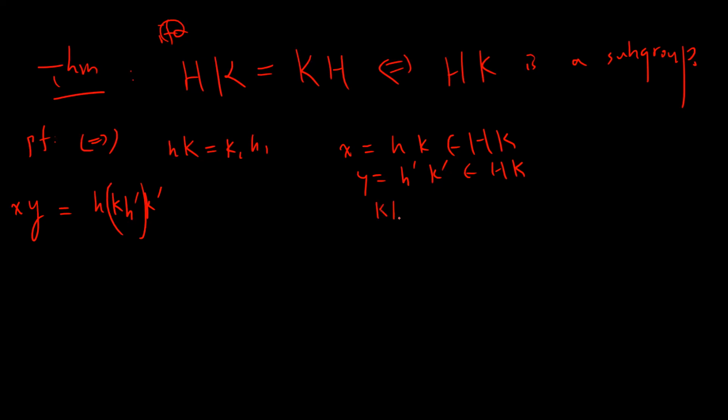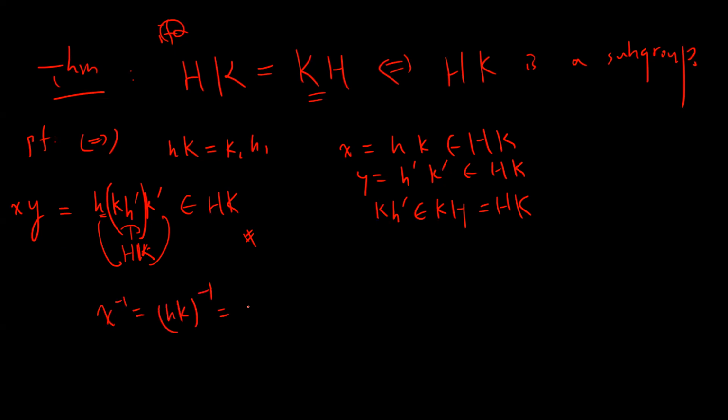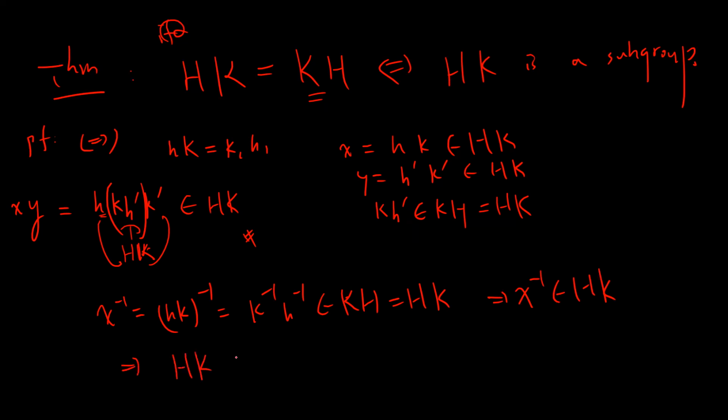You see that kh' is in KH, but KH equals HK, so kh' is in HK, which is some h''k''. Then h times h'' is in H and k'' times k' is in K, so the product is in HK. Done. Now the inverse, which is also easy. Let x be hk, so x inverse is k inverse h inverse, which is in KH. But KH is the same as HK, so x inverse is in HK. So we have proven closure and inverse, which tells you that HK is a subgroup.